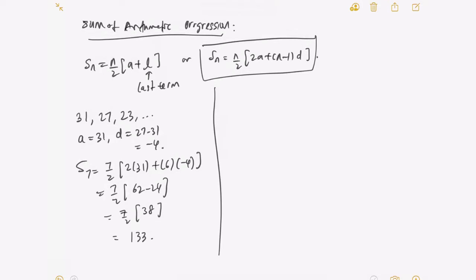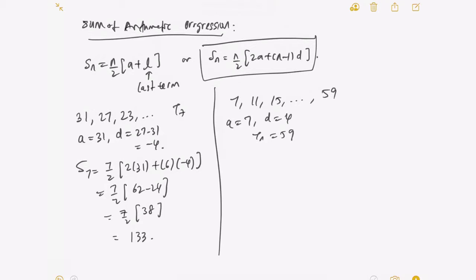Now sometimes they may not give you the number of terms. Here I'm finding the sum of the first 7 terms. So let's say I give another example: 7, 11, 15, say until 59. Now you don't know how many terms you have, but we do know that your last term is 59. So in this case, you have to find the value of n first. I know my a is 7, my common difference is 11 minus 7, which is 4. My last term is 59.